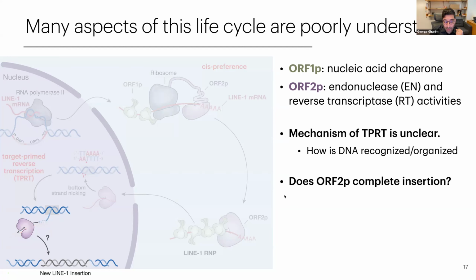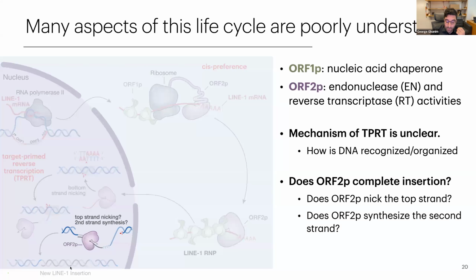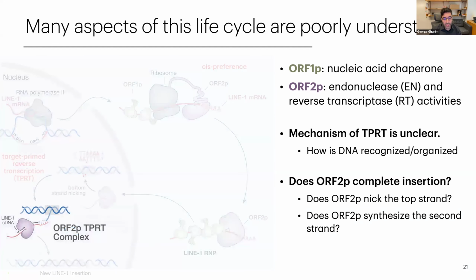So completing this insertion process would require removing this LINE-1 mRNA, nicking of the top strand, and then using that top strand to prime second strand synthesis of this cDNA, generating this double-stranded insertion. And again, it was unclear if ORF2P nicks the top strand or if ORF2P can synthesize the second strand. So to answer some of these questions, we sought to solve the structure of the TPRT complex. And this is the complex where ORF2P is initiating that reverse transcription reaction into the target DNA.